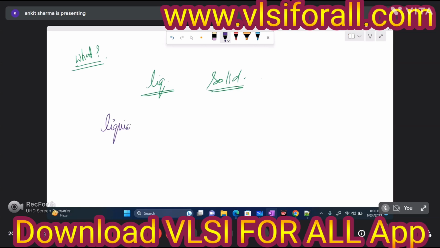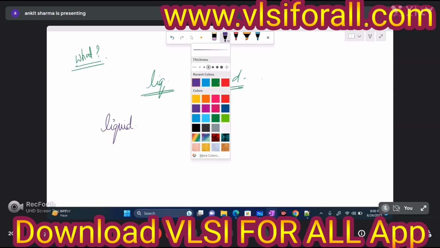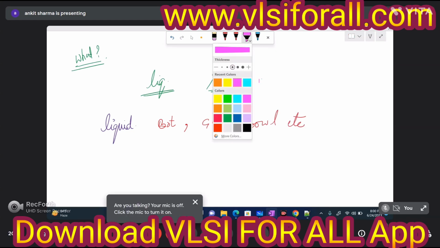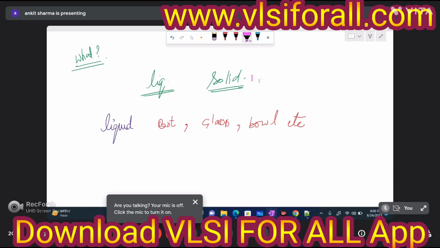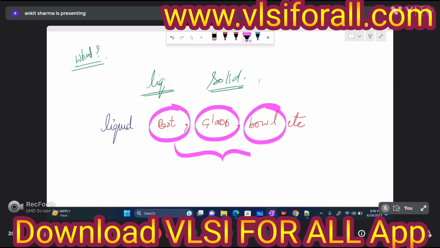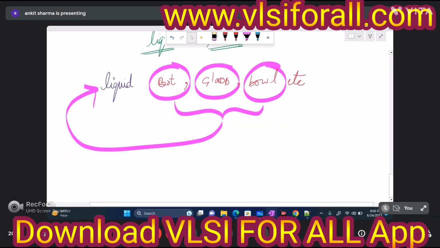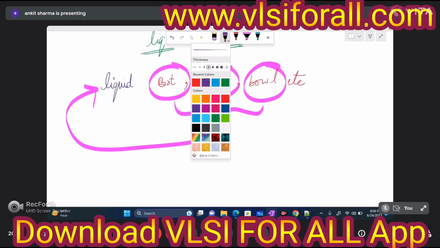Now if I am writing here liquid, and if I am writing here bottle, comma, glass, comma, bowl, etc. So what do we mean by this? It means bottle, glass, and bowl are containers which are of liquid type. That means they can contain liquid.